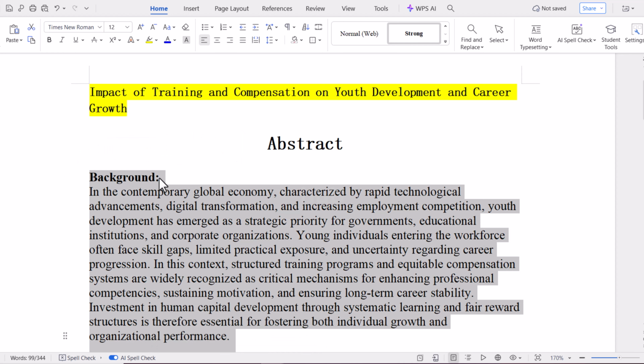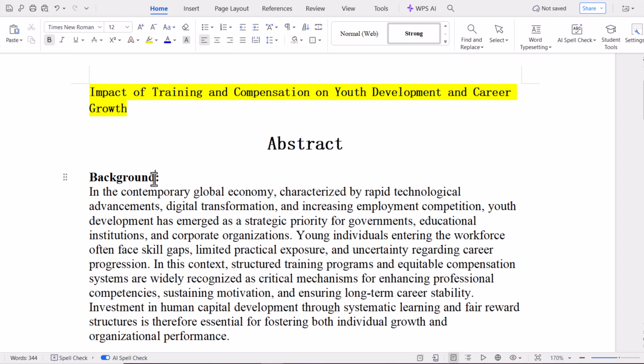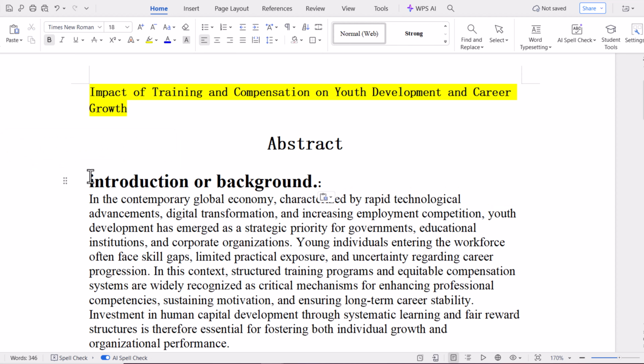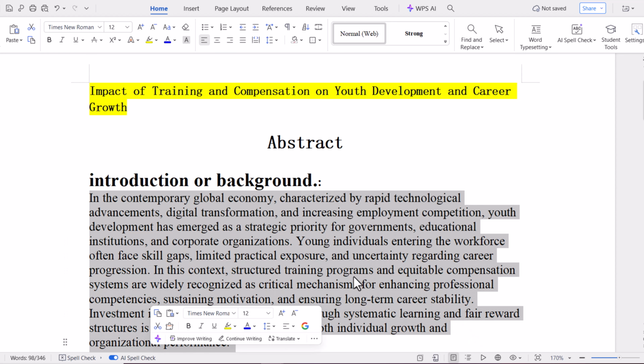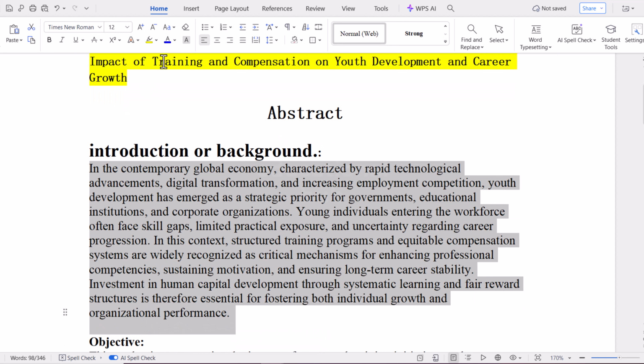For example, in the contemporary global economy, characterized by rapid technological advancements, digital transformation, and increasing employment competition, youth development has emerged as a strategic priority for governments, educational institutions, and corporate organizations. Young individuals entering the workforce often face skill gaps, limited practical exposure, and uncertainty regarding career progression. Here, we establish why the study matters.